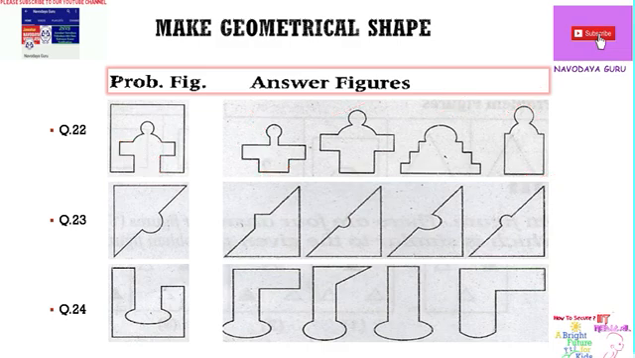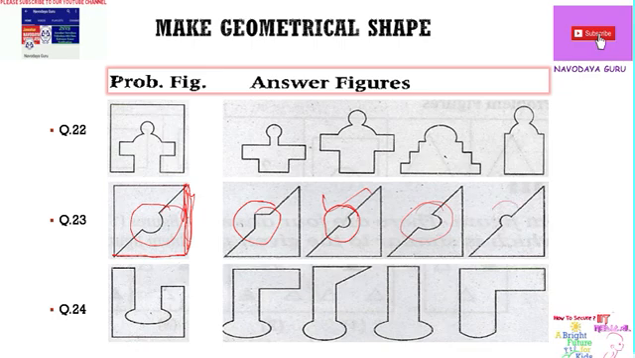Let's go to question number 23. When we complete the outer sides of the square, we get this particular design. Let's check. Here in option 1, this particular design is not the same. In option 2, this design is perfectly matching, so this is the correct answer. In option 3, this design is not matching. In option 4 also this design is not matching. So option 2 is the correct answer.